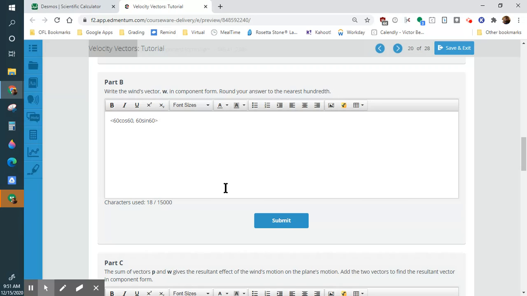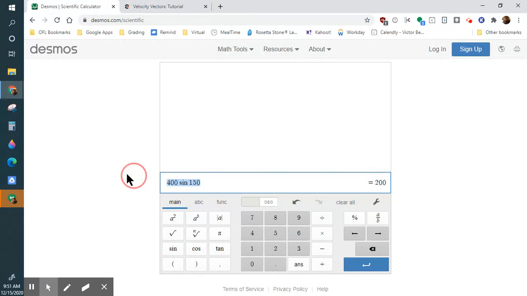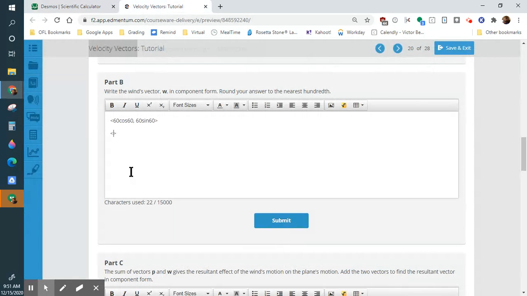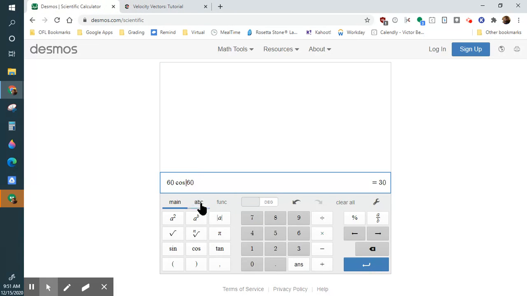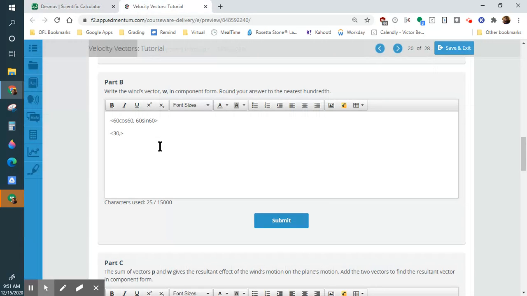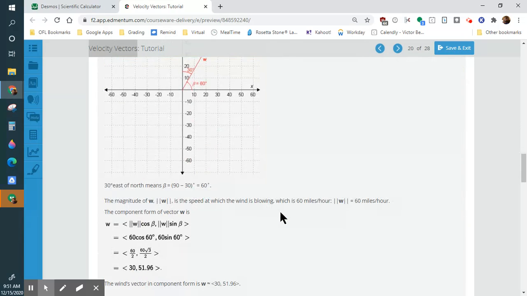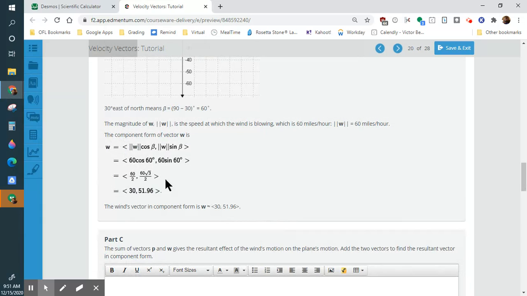All right, so I'm going to change this to 60 cosine 60, and we get 30. So we get 30, comma, and it's the nearest hundredths if we need it. And this will be sine. We don't have to round up again, so luckily I can just copy and paste this again. Let's see how we did. Yep, right on the money.